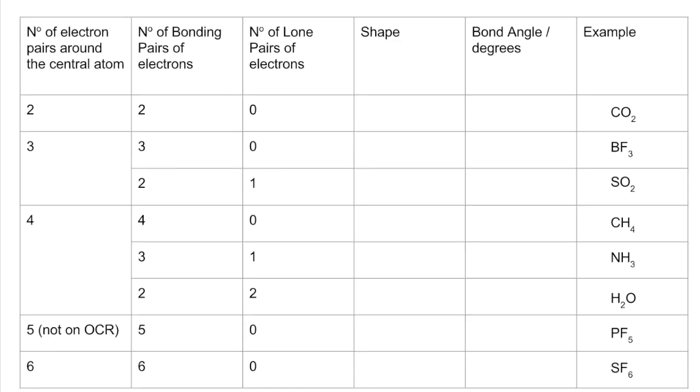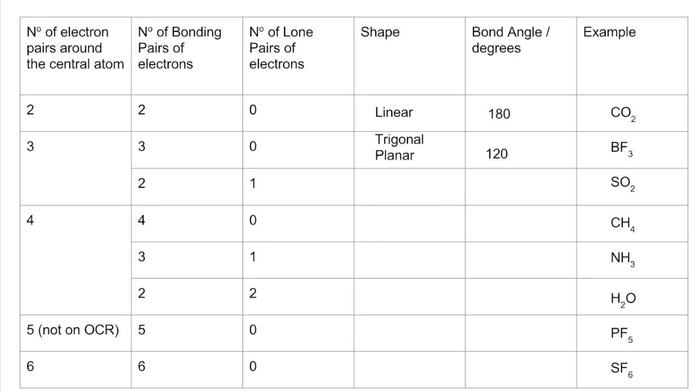So we've got this table here with all the scenarios in. I've got 5 electron pairs in there, even though it's not in OCR, just to complete the table. And you can see down the right hand side I've got some examples. So the first one is 2 electron pairs in the valence shell, and they're both bonding. We get a linear shape and a 180-degree bond angle. An example for that is CO2. 3 bonding pairs, no lone pairs. Example would be BF3. So we've got a trigonal planar shape and a 120-degree bond angle.